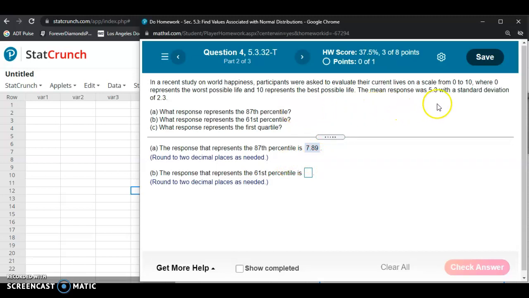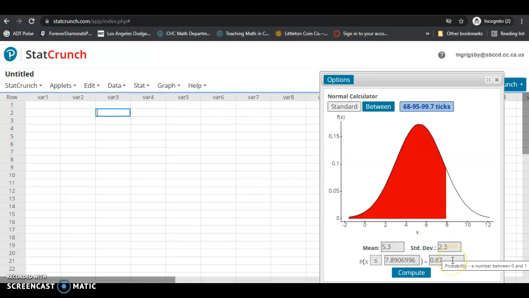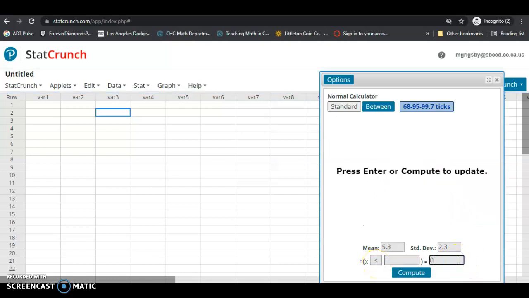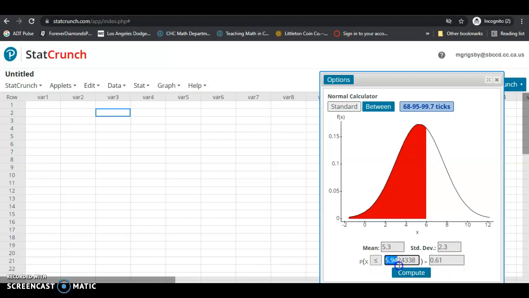Part B asks what response represents the 61st percentile. The only thing we're doing differently is changing the area to the left. Because it's talking about a percentile, we're still going to use the less than or equal to symbol, and we change the area to 0.61, since 61% is equal to 0.61. The response is a little lower because the area to the left is lower. The response on this happiness scale at the 61st percentile would be 5.94.